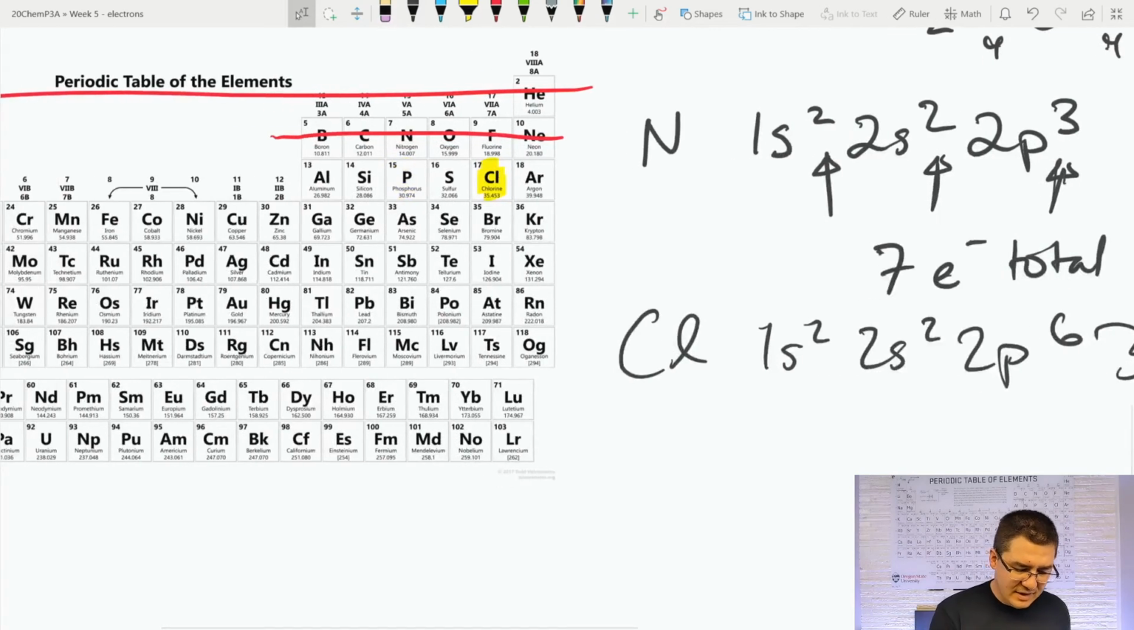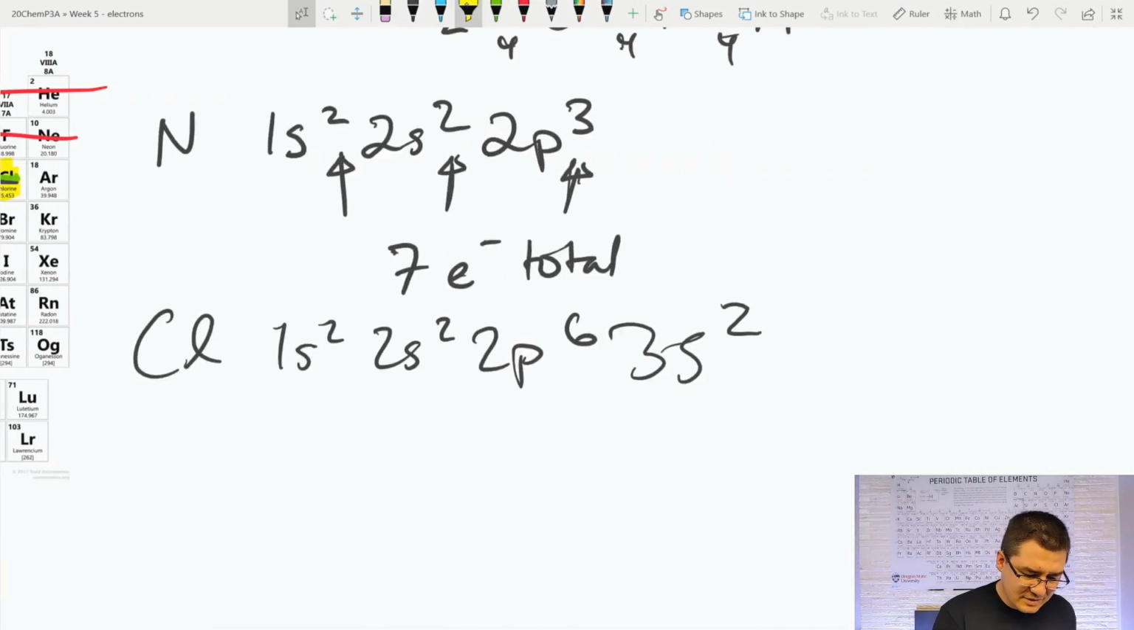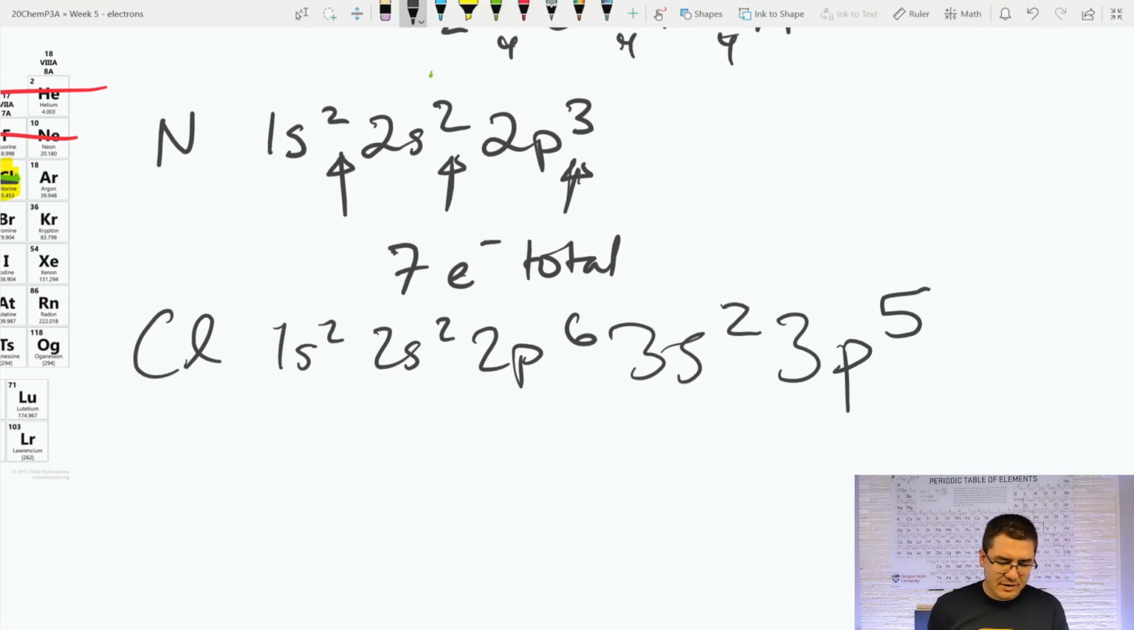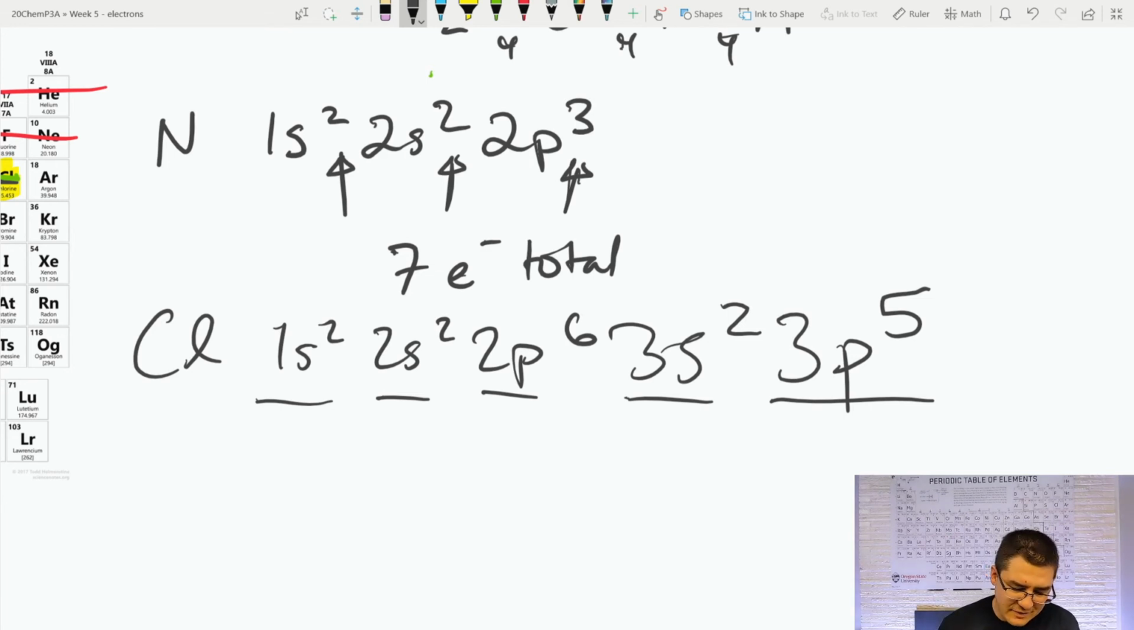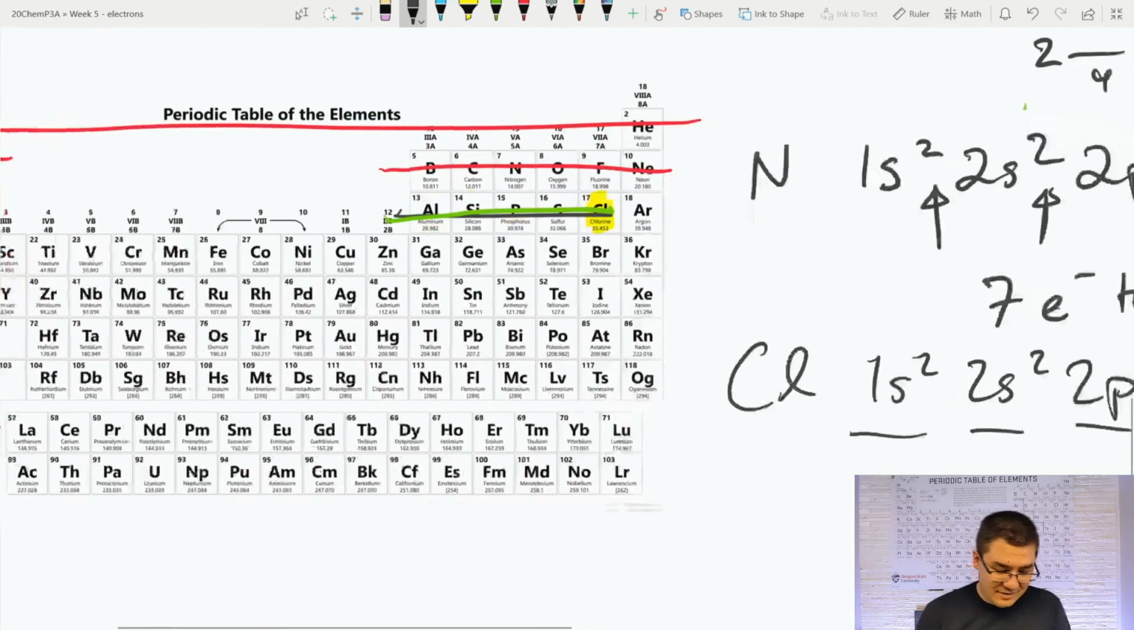And then I need to get back into that p block, but I only need to go 1, 2, 3, 4, 5. 5 out of the 6. So that would be the 3p5. So I've got 1s2, 2s2, 2p6, 3s2, 3p5 for a total of, you should add it up and double check, there's 17 electrons total in chlorine. Okay? Try another.